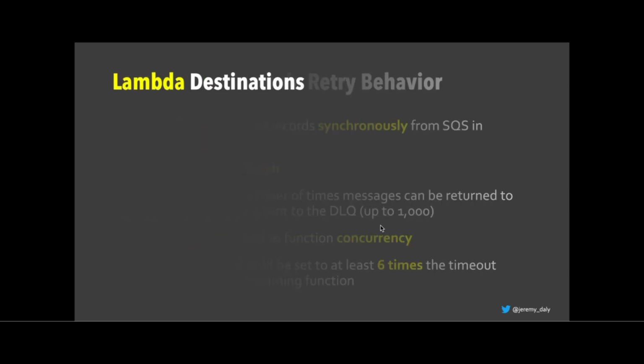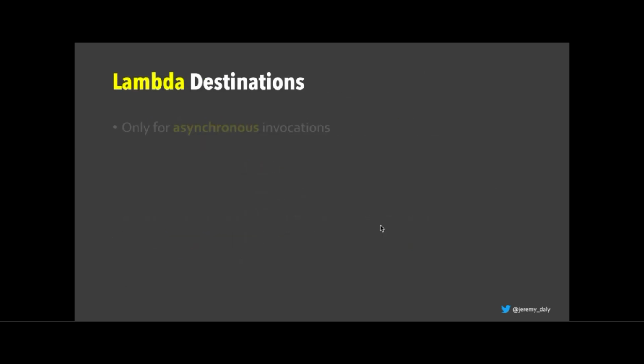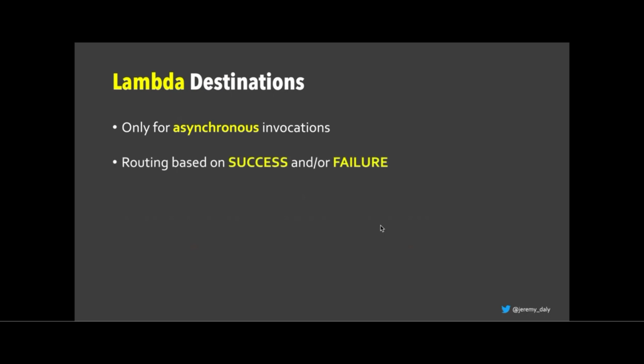So Lambda destinations, we mentioned these earlier. They are only for asynchronous invocations. So you can't use them on synchronous invocations, and they don't work on things like streaming or on poller-based lambdas. What's great about these is that you can do routing based off of whether the function succeeds or it fails.